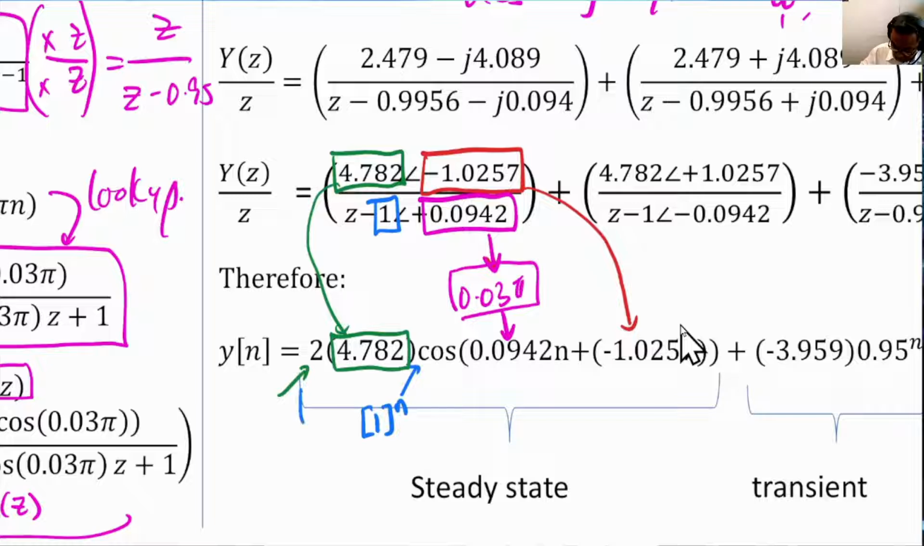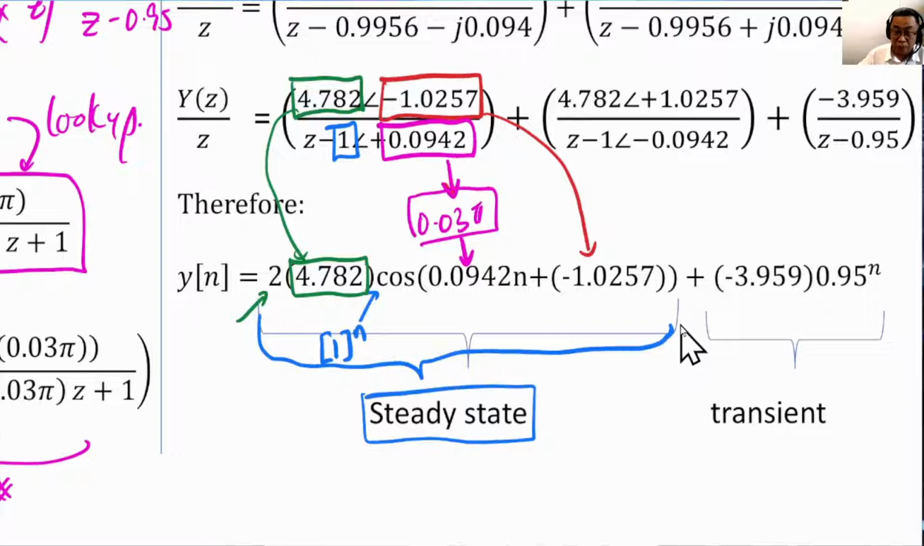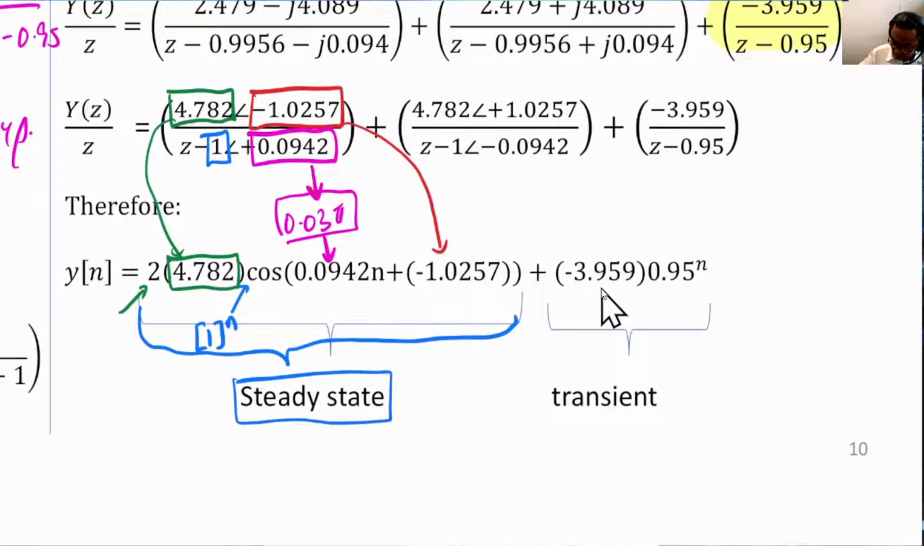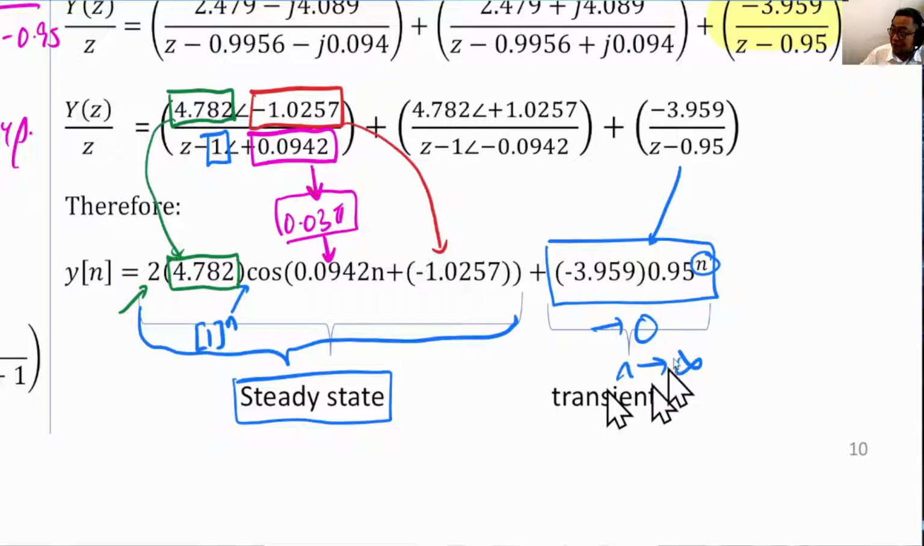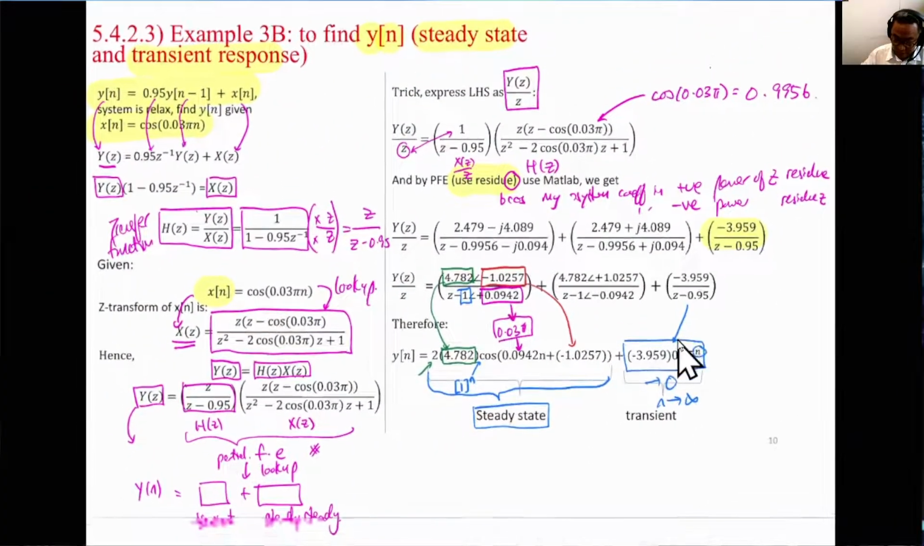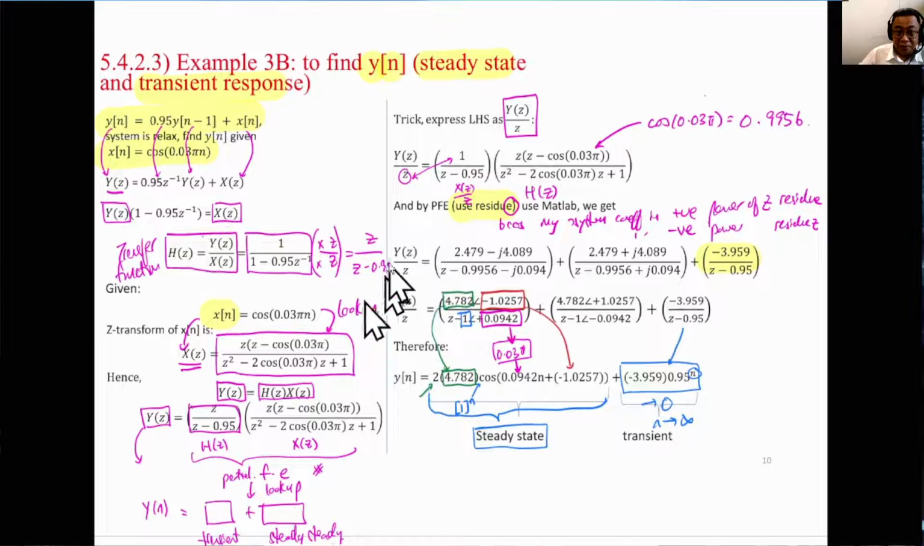Now, if I ask you which is the steady state, you realize that this is the steady state, because when I input a cosine, I will get a cosine. The amplitude is changed and the phase is changed as well. However, what about this one? This is a transient, because it goes to 0 as n tends to infinity. So this is the steady state response, and this is the transient response. This example shows us the problem of finding the steady state and transient response from a simple difference equation to find y[n]. Thank you.